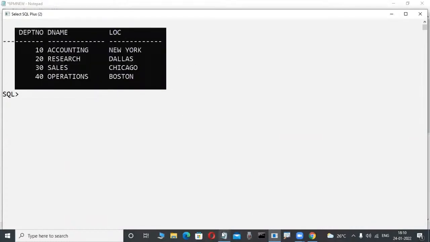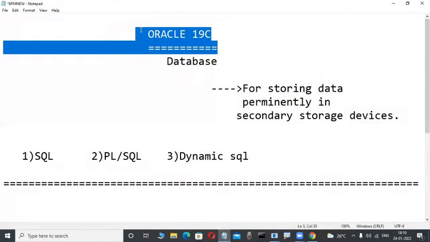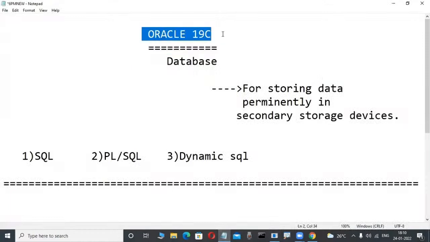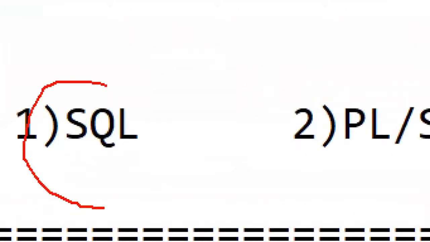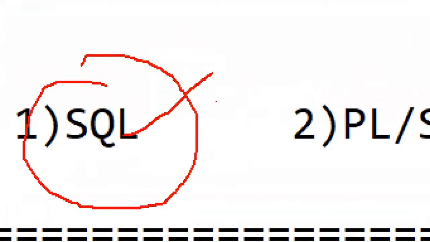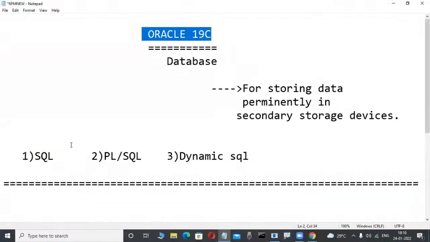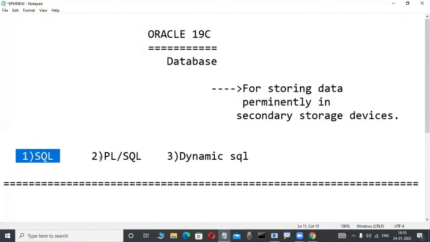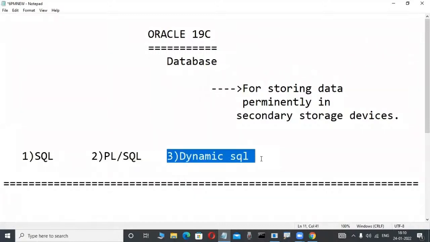Now, for operating these types of relational data model products, there is one universal language. What is that? SQL, structured query language. But for operating the Oracle product, there are three languages, not only SQL. One is SQL, another is PL/SQL, procedural language extension for SQL, and another one is dynamic SQL.